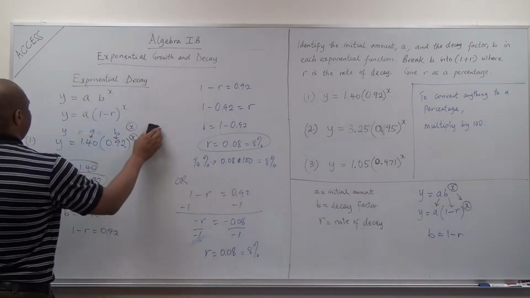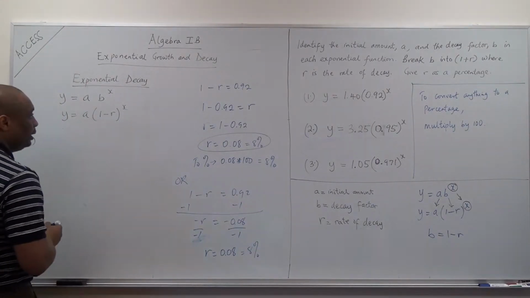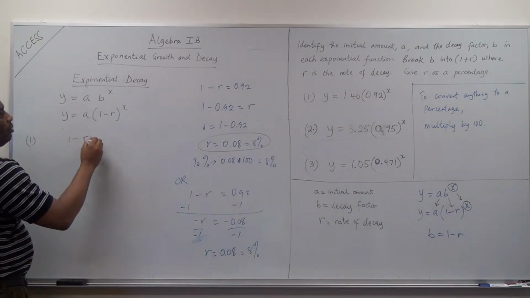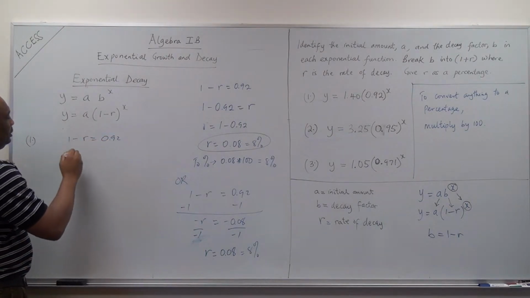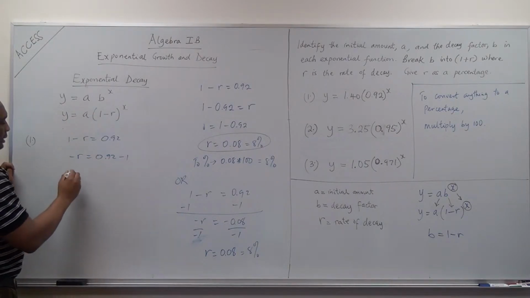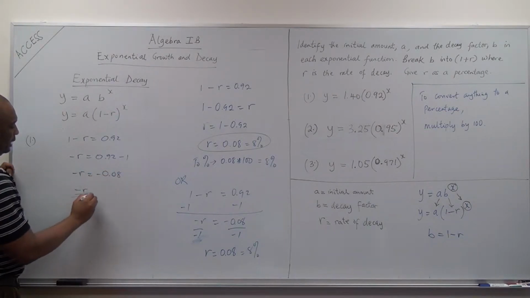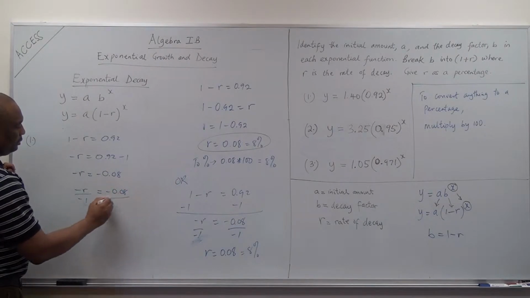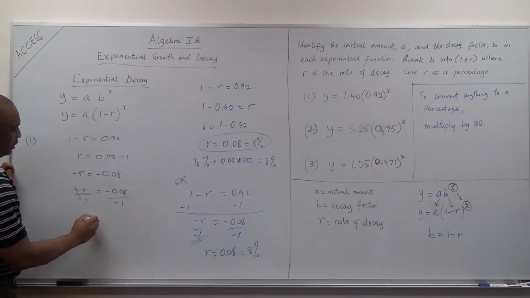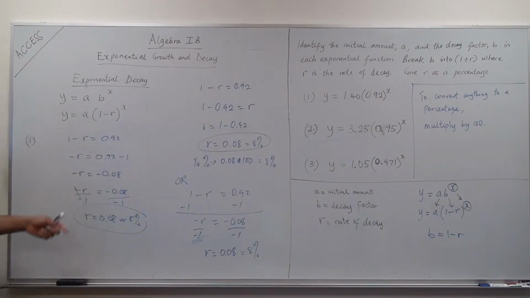But some other people might want to do it this way. 1 minus R equal to 0.92, and negative R will be 0.92 minus 1. If they move it like this, negative R will now be negative 0.08, and you divide both sides by negative 1. And your R will now be 0.08 or 8%. So some people might want to do it this way. That's still okay.